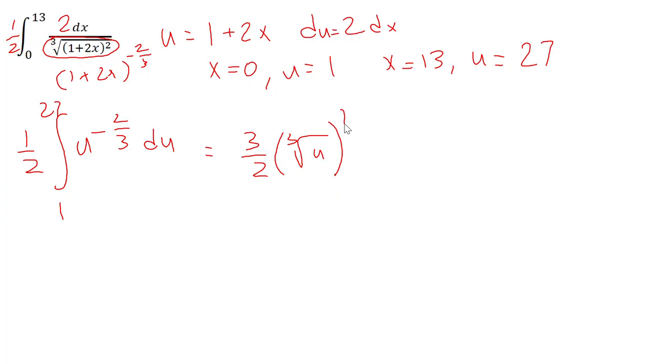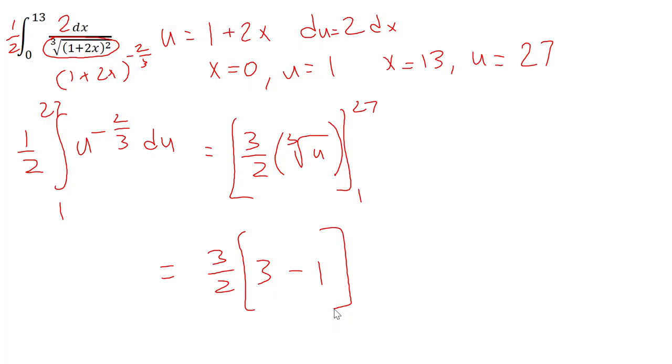And we'll evaluate that from 1 to 27, which is 3/2 of the cube root of 27, which is just 3, minus the cube root of 1, which is just 1, and 3 minus 1 is 2, and 3/2 times 2 is just 3.